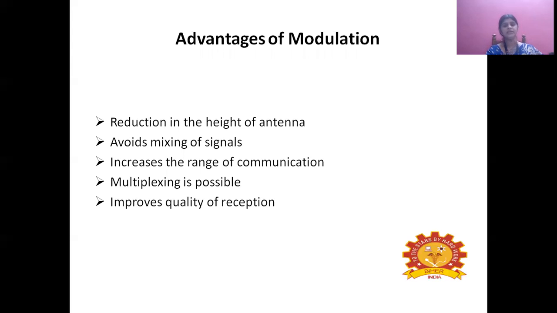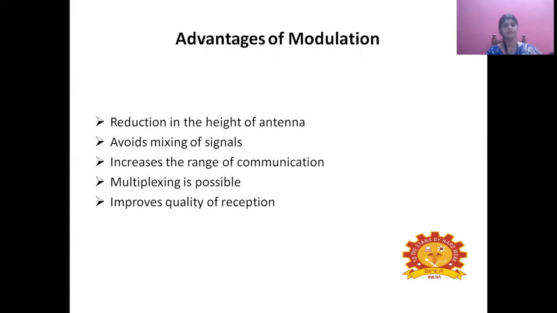Next one, increases the range of communication. The information generated from the source is a low frequency one. The energy of the signal depends upon the frequencies. So since the frequency is very low, if it is transmitted over long distances, it will result in attenuation of the signal. After modulation, the frequency of the signal gets increased, due to which it can be transmitted over long distances without attenuation. Therefore, the range of communication is increased.